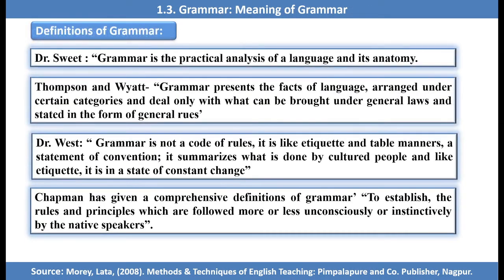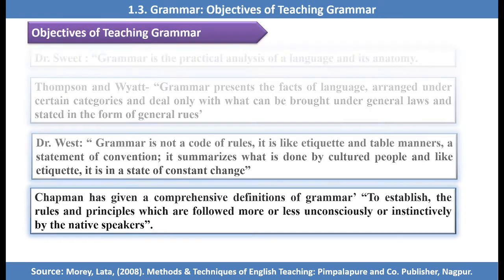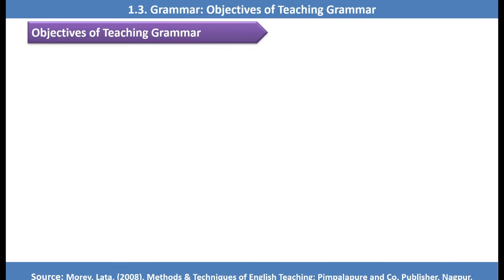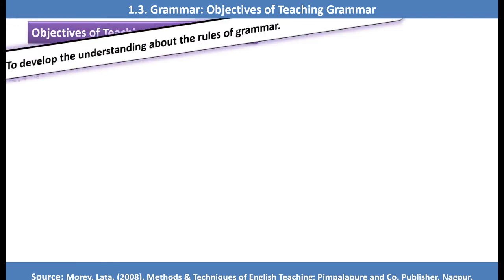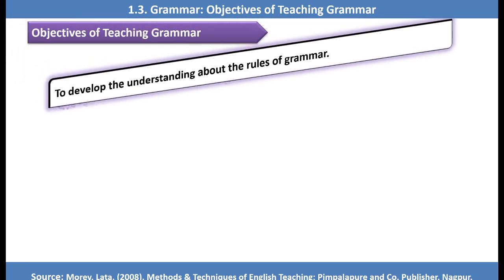So here we have some definitions of grammar. Grammar is nothing but the study of a language, an analytical study of a language. Again, it is the study of the general rules. All these things come into grammar. So we have studied the definitions and meaning of grammar. Now let us see some objectives of teaching grammar. There are so many objectives of teaching grammar.